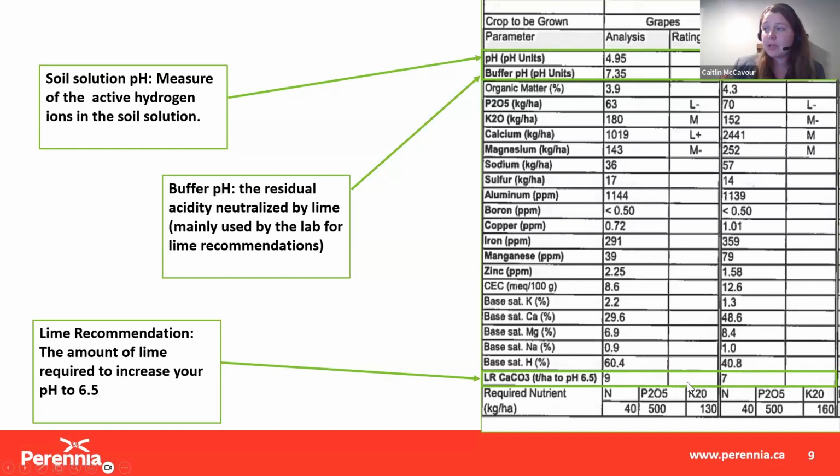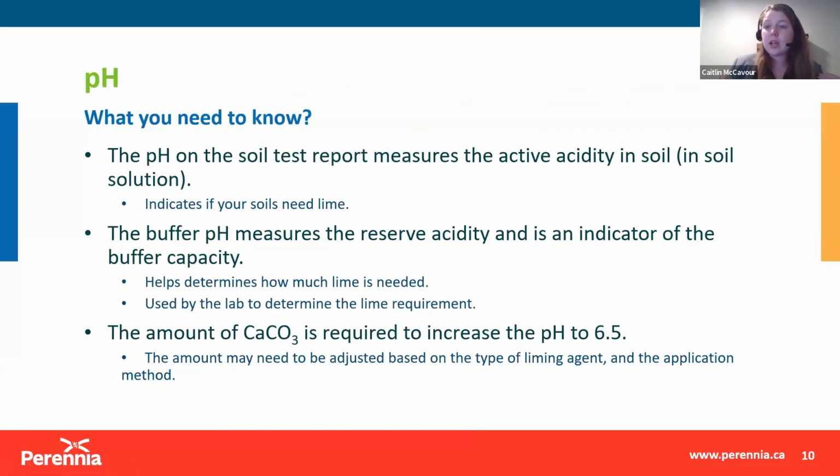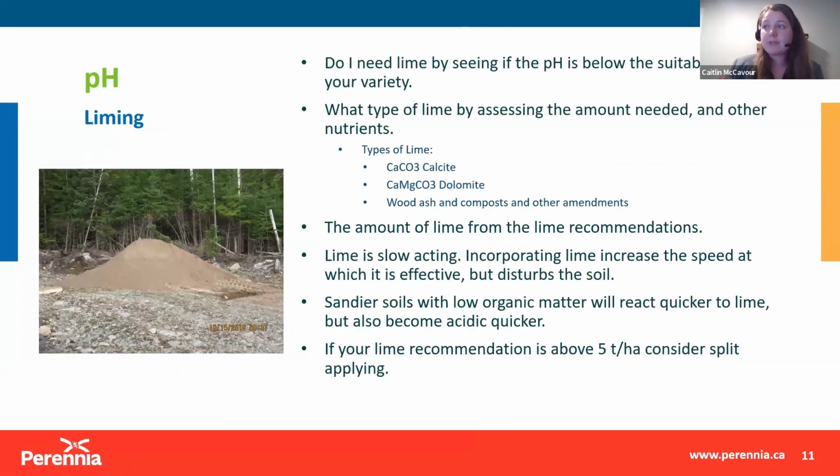This soil needs 7 tons per hectare. So when you're looking at liming, there's a few different considerations. So calcium carbonate, pure calcium carbonate, we consider to have a calcium carbonate equivalency of 100%. But different liming agents or different things that you might be applying to adjust your soil pH have a different capacity to neutralize the soil.